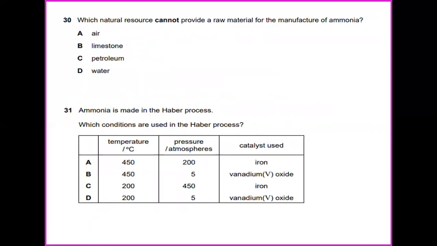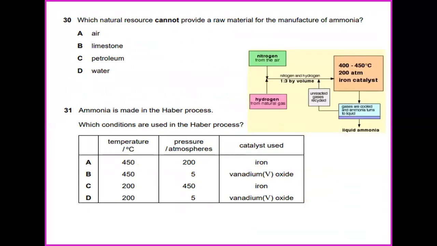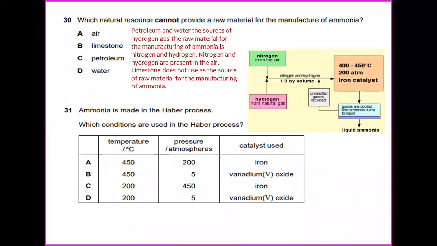Number 30. Which natural resource cannot provide a raw material for the manufacture of ammonia? If you can see from this, petroleum and water are the source of hydrogen gas. And the raw materials for the manufacturing of ammonia are nitrogen and hydrogen. Nitrogen and hydrogen are present in the air. Limestone is not used as a source of raw material for the manufacturing of ammonia. So the answer for number 30 is B.